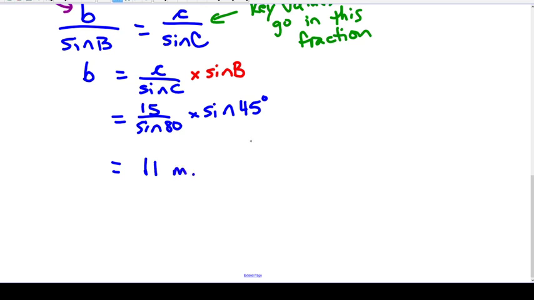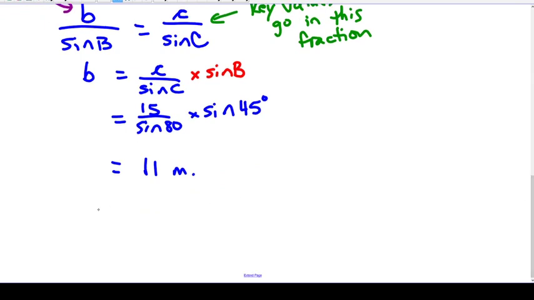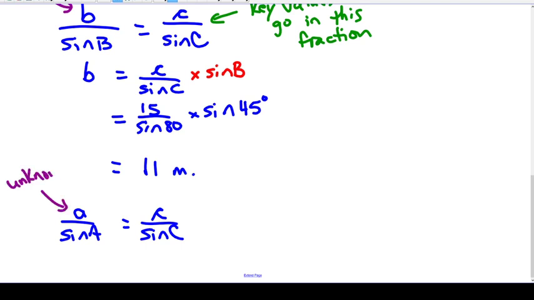Miles. And that's the distance for B, but now we've got to compare that to the other distance to see which one's closer to the port. So that's going to be letter A. So in this case, I'm going to write A over sine A. And again, I'm going to put my key values here, c over sine C. So once again, put the unknown in the top left, and put your key values in this fraction.